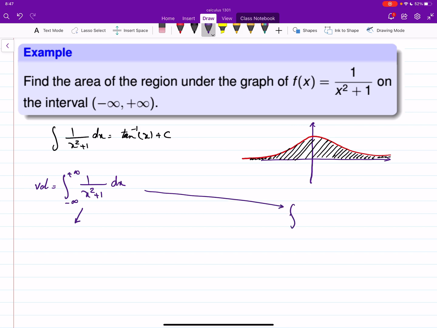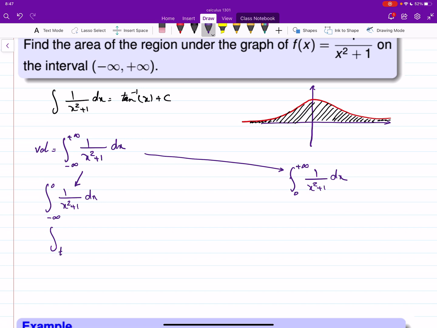One going from, say, 0 to plus infinity. The other one goes from negative infinity to 0. And to evaluate those ones, we replace negative infinity by t. Find that, so this is tan inverse of x, going from t to 0. And that is tan inverse of 0, which is 0, minus tan inverse of t.